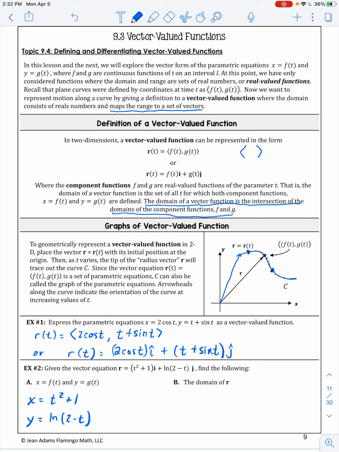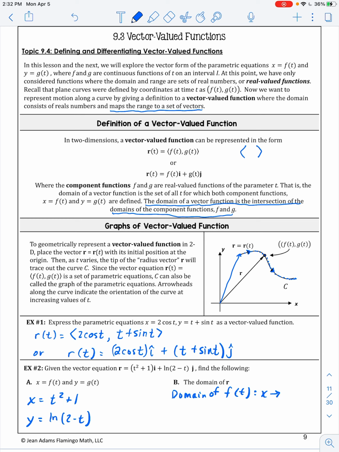And then what is the domain of r? Well, the domain of f, which is our f of t, which is our x, right? Which seems weird, but it's our x function.